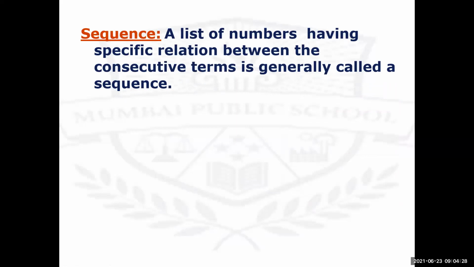Now, here, check, you have seen they're increasing by a specific number, they're decreasing by a specific number, or you're multiplying it, doubling it with a specific number. Understand? So, in all this, there is a specific relation between the consecutive terms. Understand, it's called a sequence.